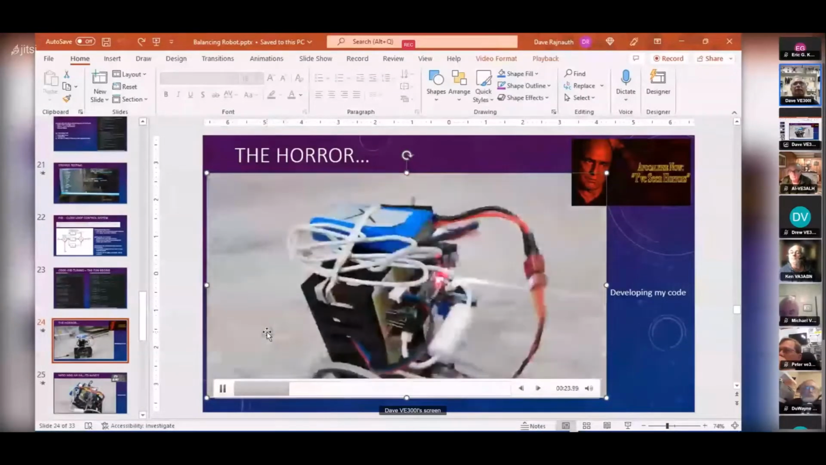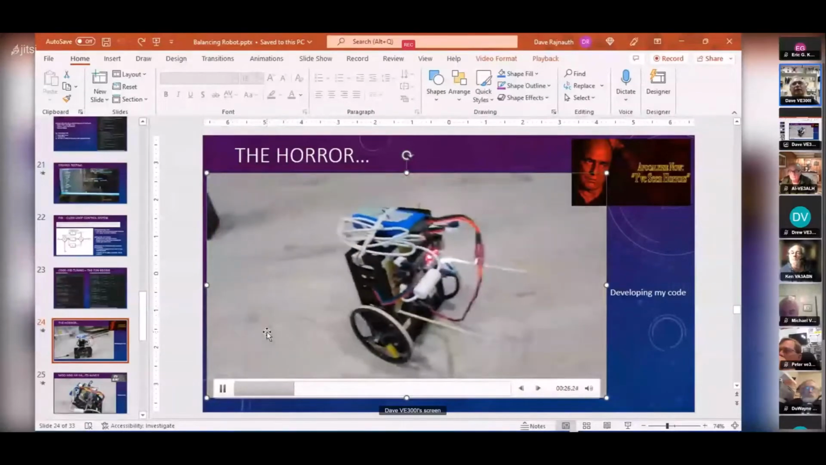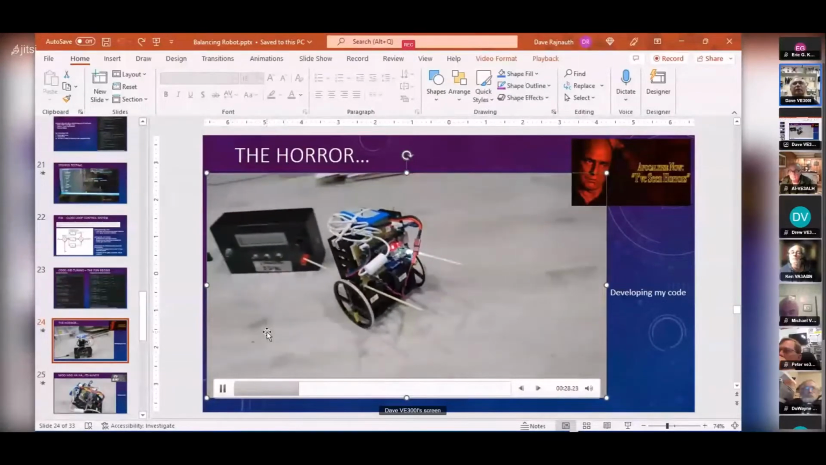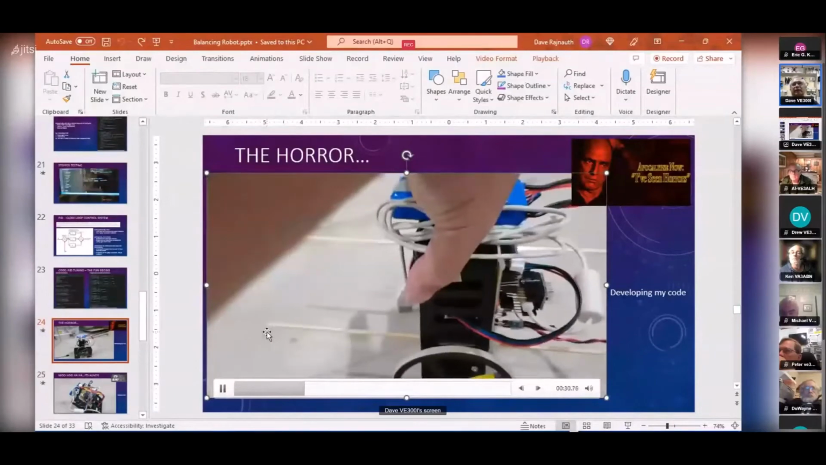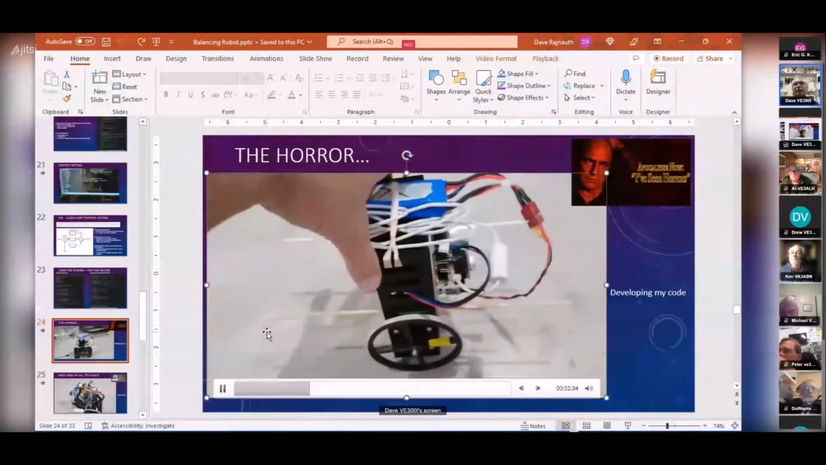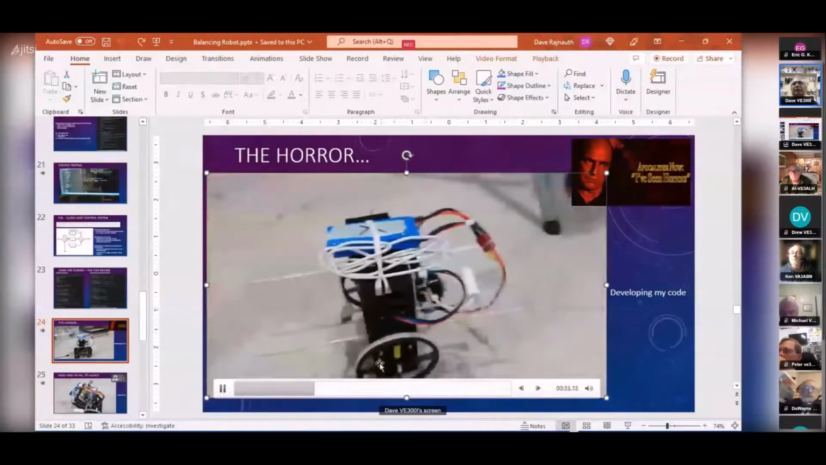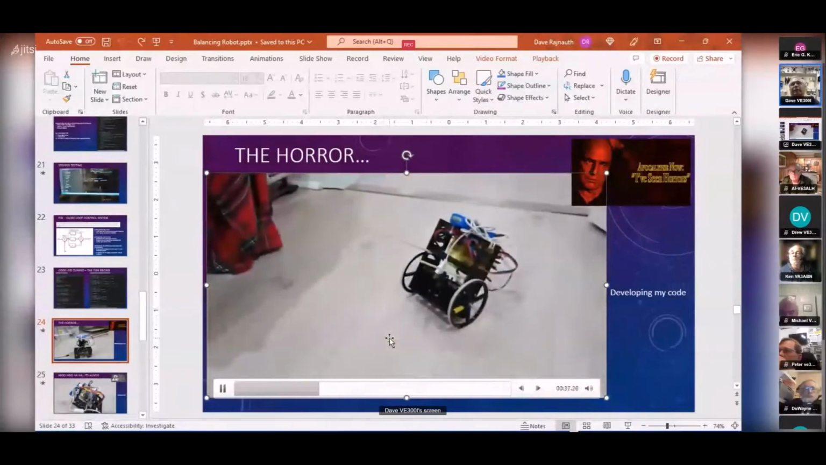It would start to work. Sometimes it'd work, then it would start moving. And notice the oscillation, how much it oscillates there. That's because of that P term.